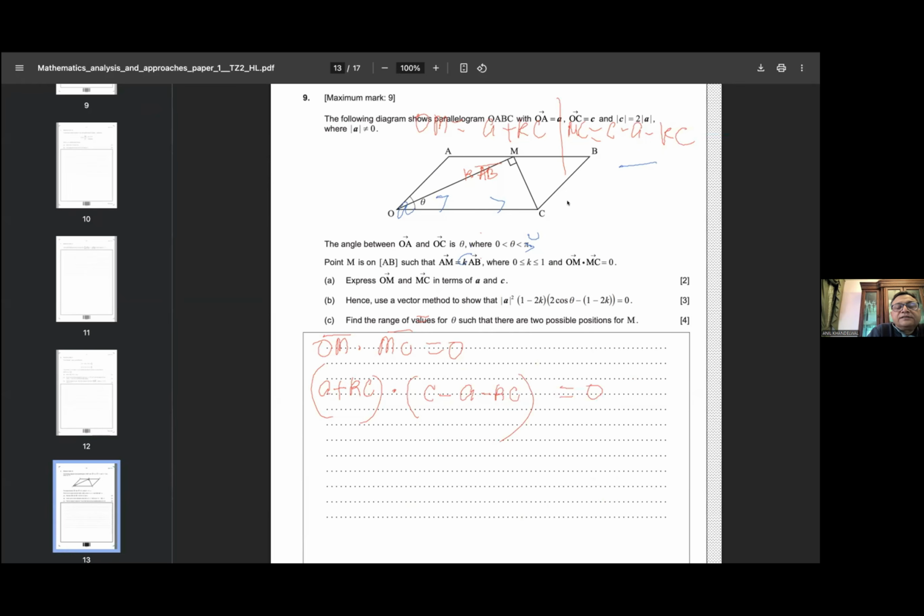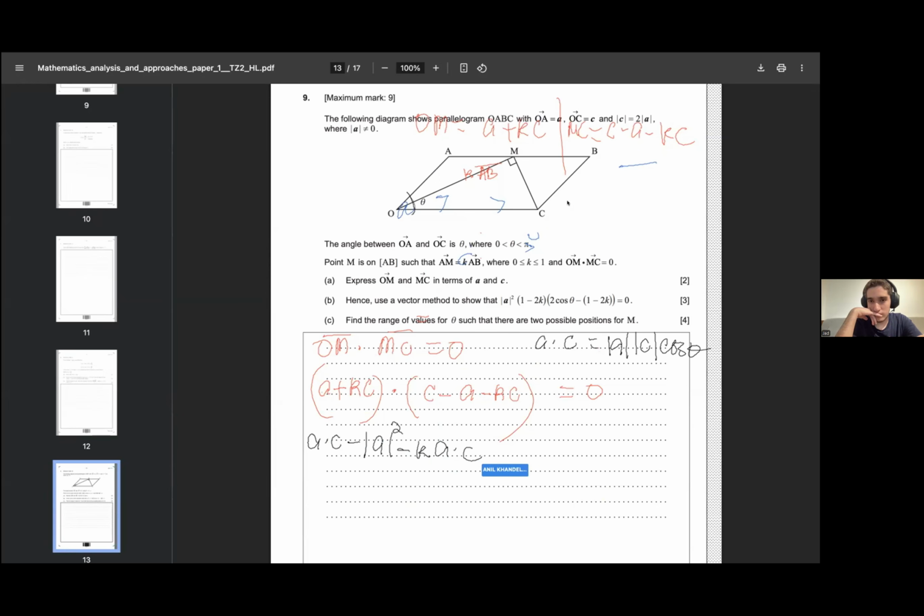A dot C is AC cos theta, right? Because theta is the angle between them: magnitude of A, magnitude of C, cos theta. And when we expand, we have got terms A dot A also, which is the magnitude of A square. And A dot minus KC will be minus K times A dot C, right?